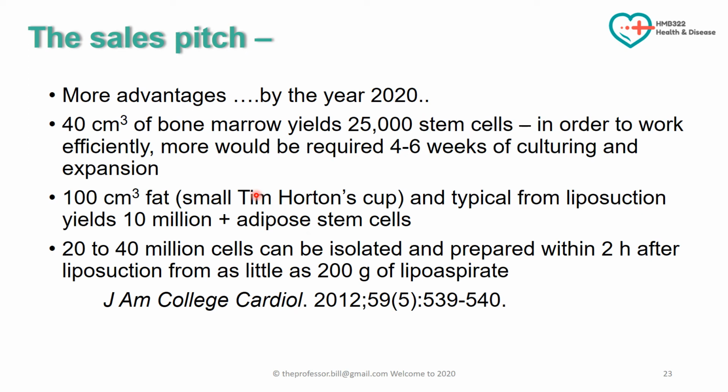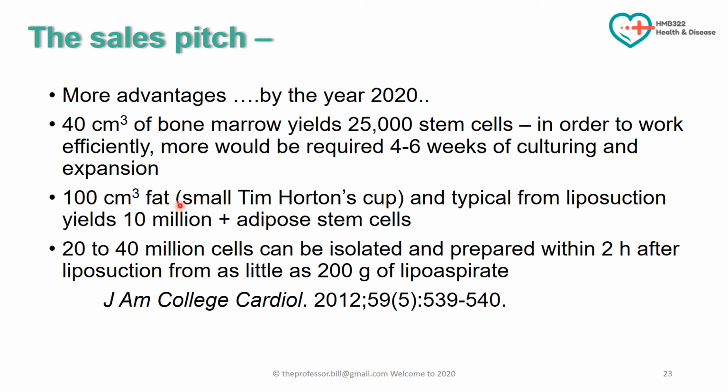So if we took bone marrow, none of these numbers are important. If we took about 40 cubic centimeters or 40 cc's, that's a fairly big syringe of bone marrow, you would have about 25,000 stem cells. You would have to expand these stem cells to become useful. So you would have to culture them on that MEF layer, so that mouse embryonic feeder layer. You'd have to grow them for about 4 to 6 weeks. The patient who's waiting to get treated would have to wait 4 to 6 weeks because we have such a small number of these stem cells.